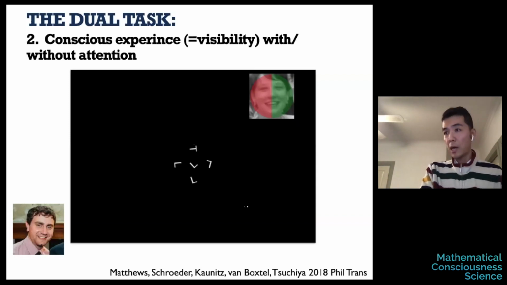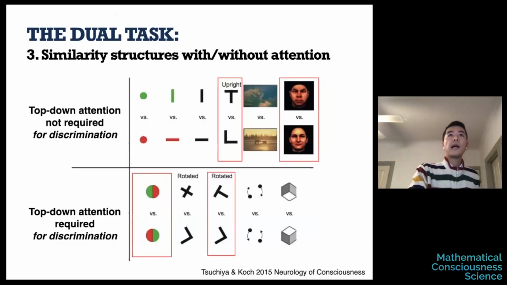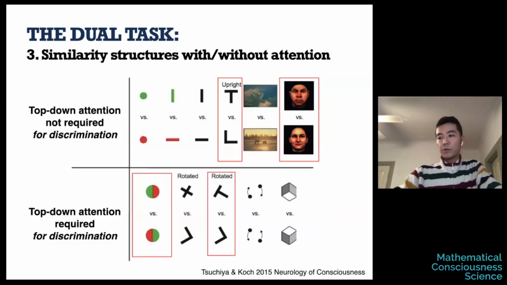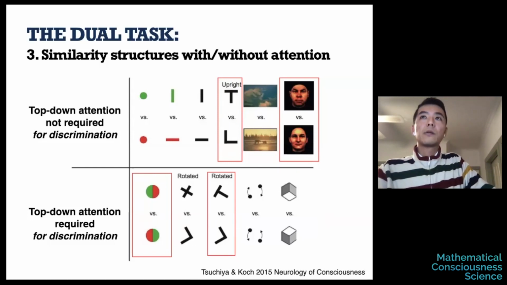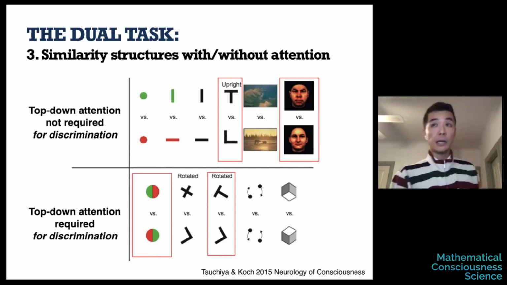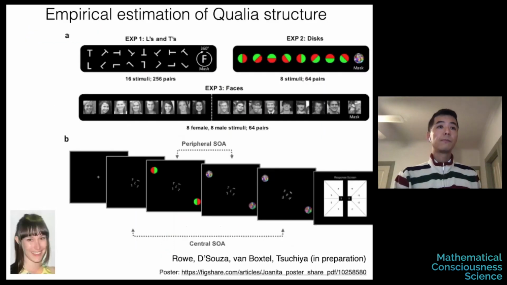Okay, so that was a short story of our recent previous paper. Now the core of our talk today is to get to the structure of experience. Here we focused on partially replicating previous experiments ourselves, with face genders, red and green disks, and rotated and upright T and L stimuli. This was conducted by my PhD student, Elise Rowe, and she conducted three experiments.